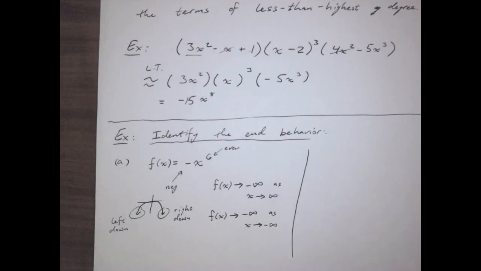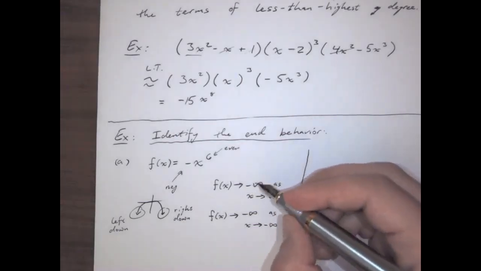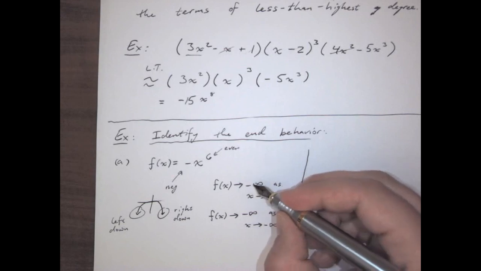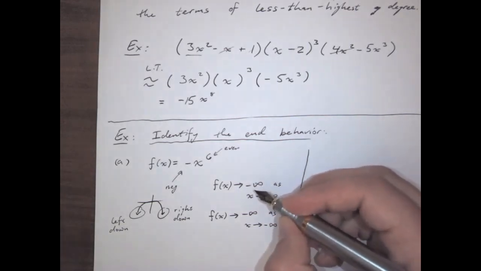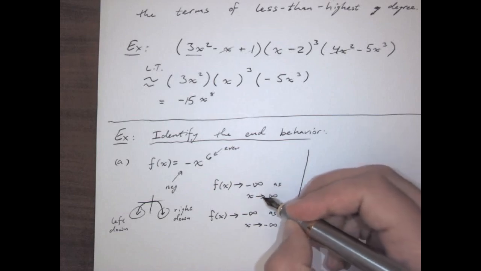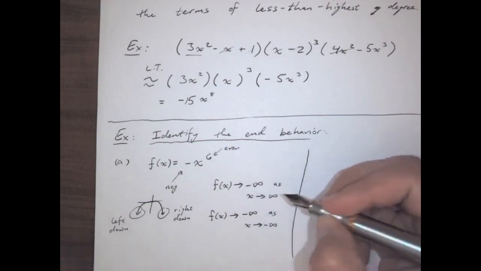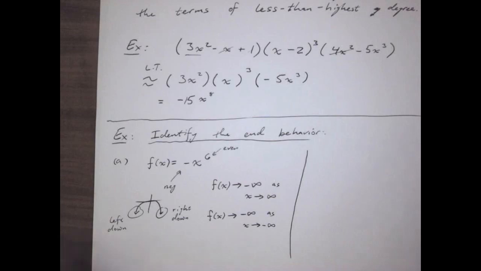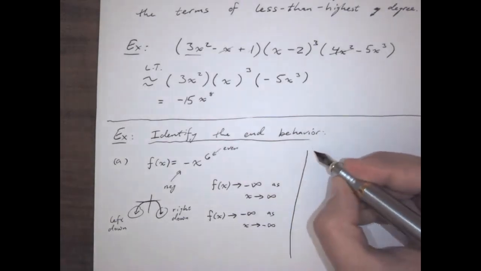So the hardest part about this is translating it into these hieroglyphics, which you just write as f of x goes to positive infinity for up, negative infinity for down. And x goes to positive infinity for right, negative infinity for left.